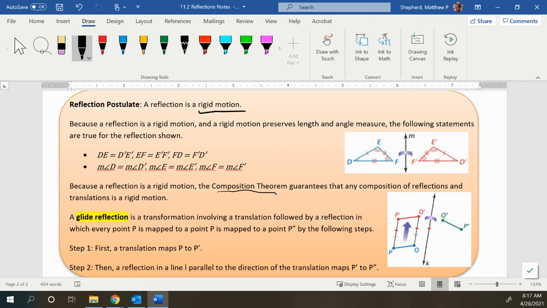Which brings us to glide reflection. Glide reflection is a transformation involving a translation followed by a reflection in which every point P is mapped to a point P double prime by the following steps. First, we translate it. So you'll notice we started with PQ. It translated upwards to P prime, Q prime. And then it did a reflection to become P double prime, Q double prime. Okay, that's what a glide reflection is. We glided, and then we reflected. Okay, glide reflection, a translation followed by a reflection.